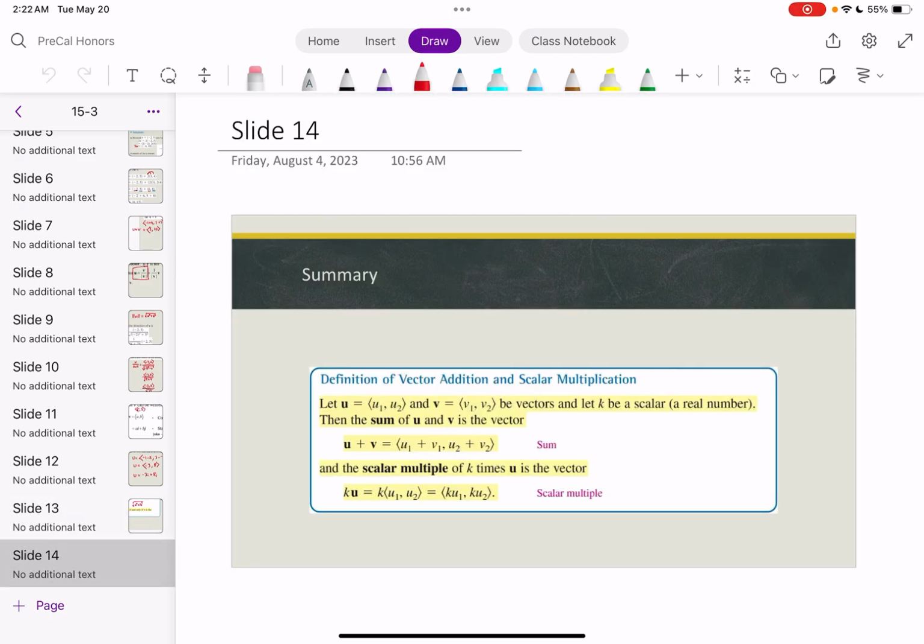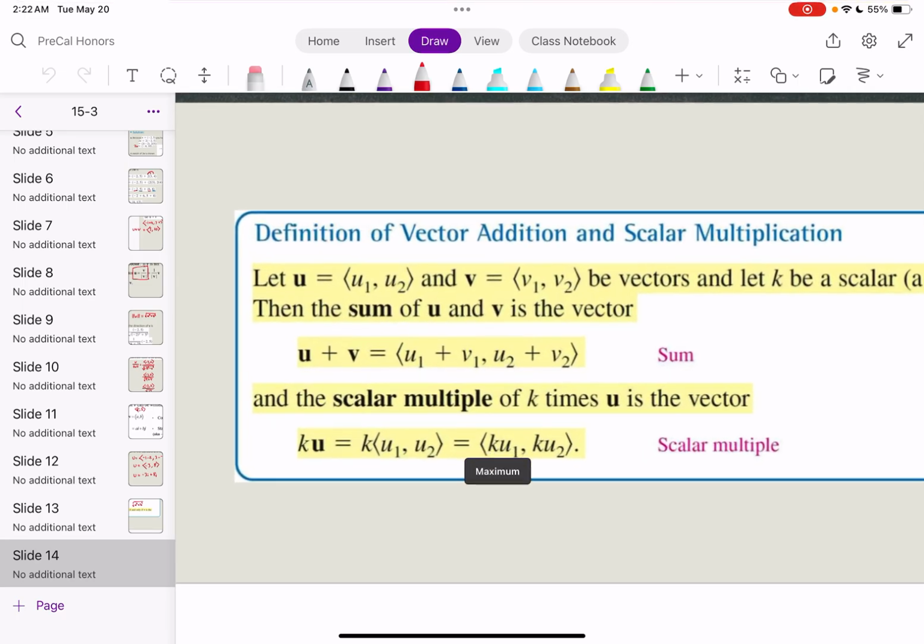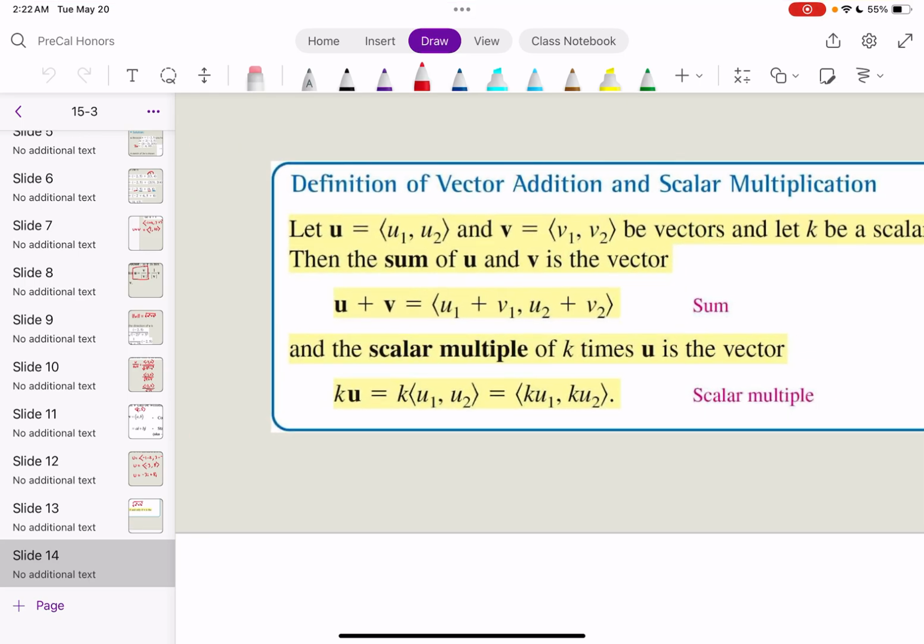In slide 14, we go ahead and take a deeper dive into our different operations. Now keep in mind, even though we are only looking at sum and multiplication here, the same process can occur if u minus v were to occur. Now in this case, this would just be u1 minus v1, comma u2 minus v2. And when we are multiplying, just keep in mind we are distributing the k.